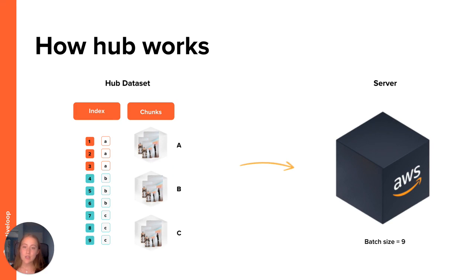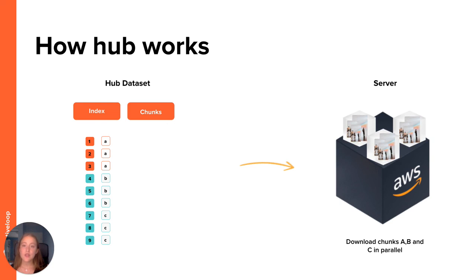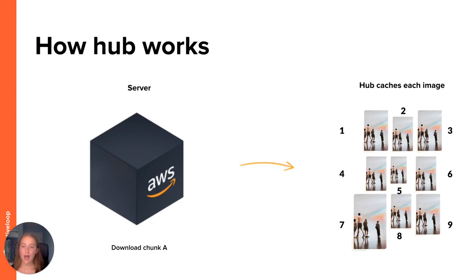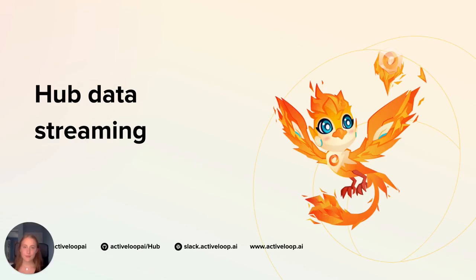And if you change the batch size to 9, Hub will be told to download the images 1 through 9. So in parallel, Hub will download the 3 chunks. Then Hub will cache each of these images. And since you can transfer images in bundles over a network, this way of transferring images to a server is much more efficient. And that's it for this deep dive on Hub data streaming.